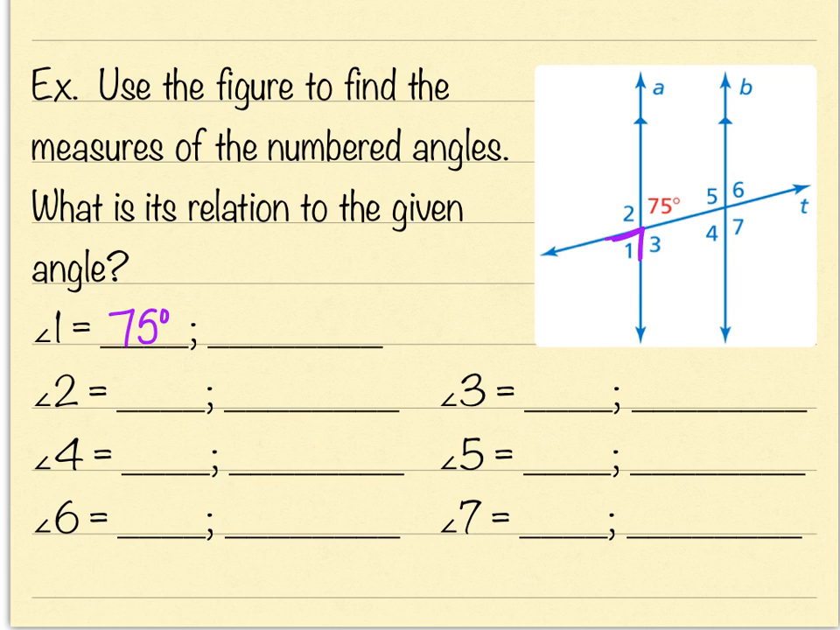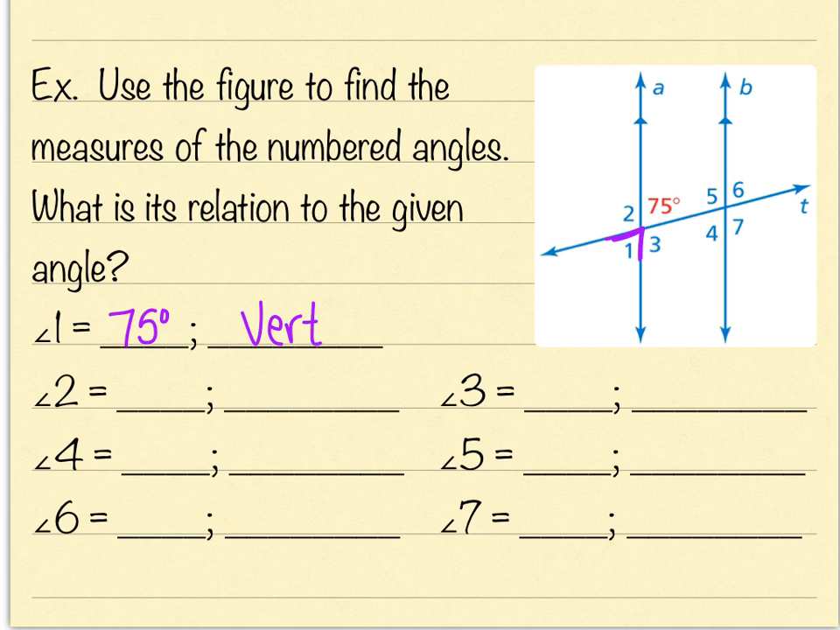And the reasoning is because angle 1 is vertical. I'm going to abbreviate that. It's vertical from the given angle, so it's right across from it, and we know that means they're the same size. But we have a word for that. It's vertical angles, means they're right across from each other.